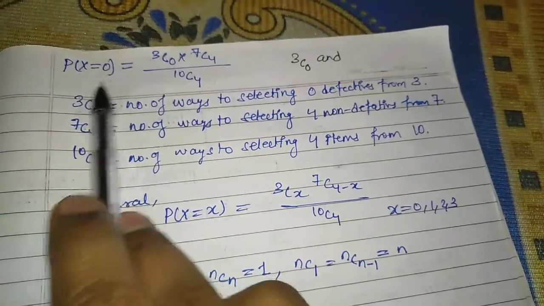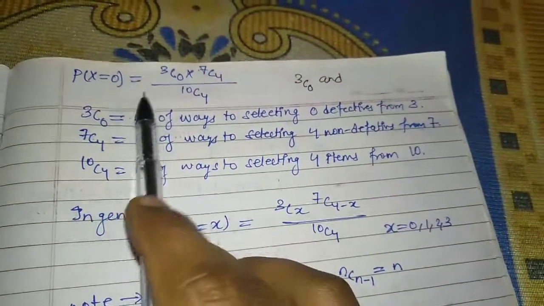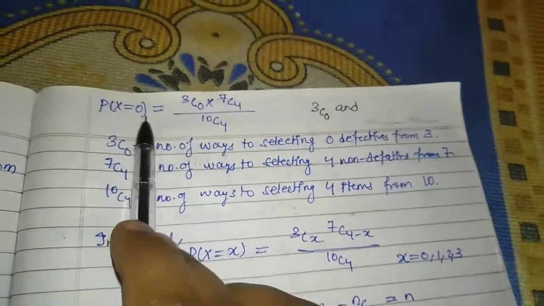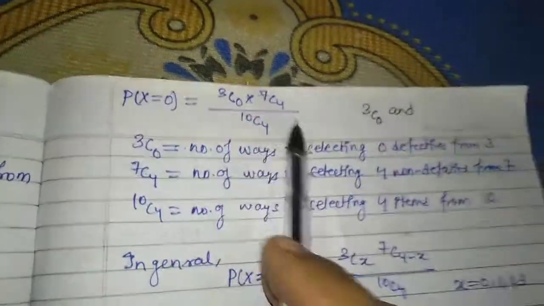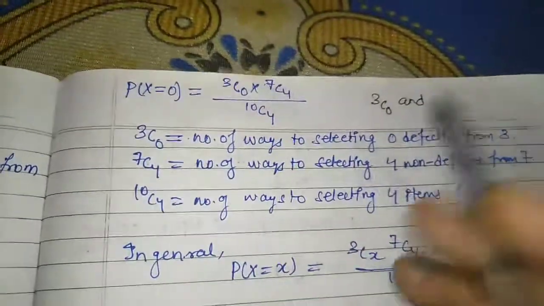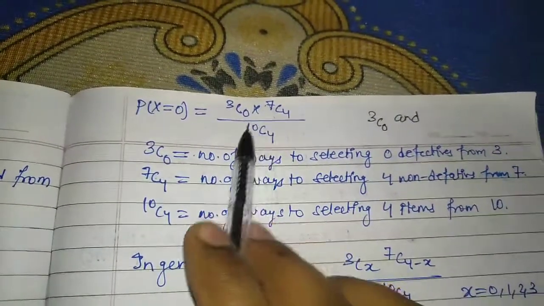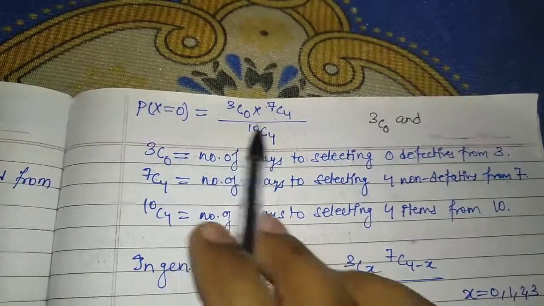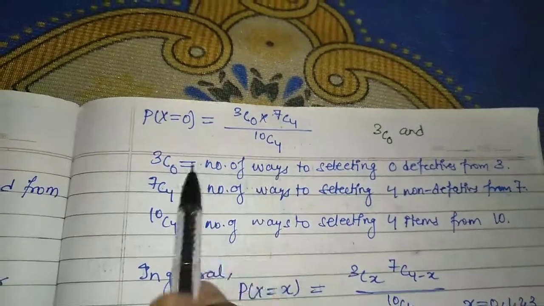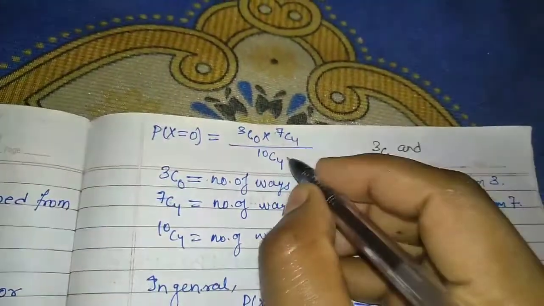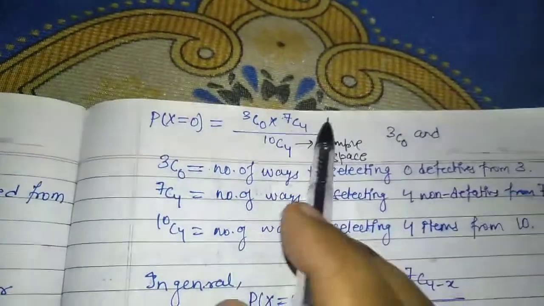First we need to find the probability at x equal to 0, meaning there will be no defective items in the 4 drawn. How do we find the probability? Simple: number of possible outcomes upon total number of outcomes in the sample space. In this case, what will be the sample space? We are drawing 4 items from 10 items, and we are not considering whether they are defective or non-defective. We just have to draw, and the number of ways to draw is our sample space. But our possible outcomes is this.